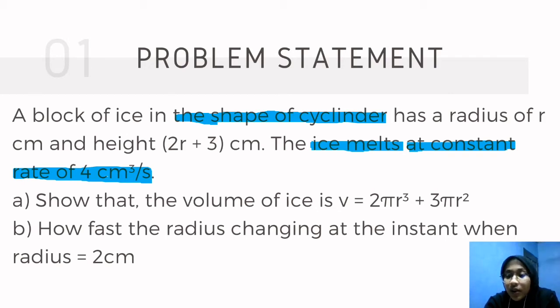The first thing that we need to do is to highlight and identify all the keywords given in this question. The first question is to show that the volume of ice is equal to 2 pi r cubed plus 3 pi r squared. And the second question is to find how fast the radius is changing at the instant when the radius is 2 cm.